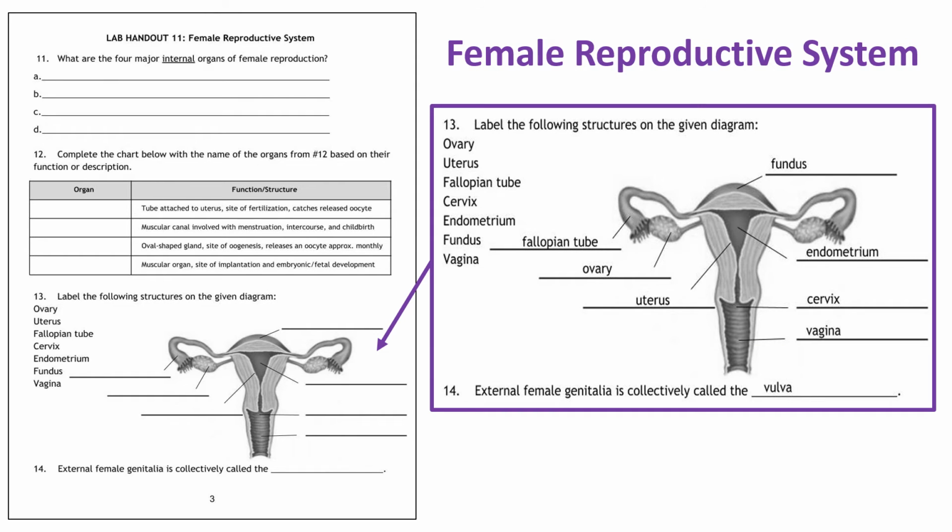Label the following structures on the given diagram. At the center top, we have fundus. Then, to the left, we have fallopian tube. Then we have ovary. Then we have uterus. To the right, we have endometrium. Then we have cervix. Then we have vagina. External female genitalia is collectively called the vulva.